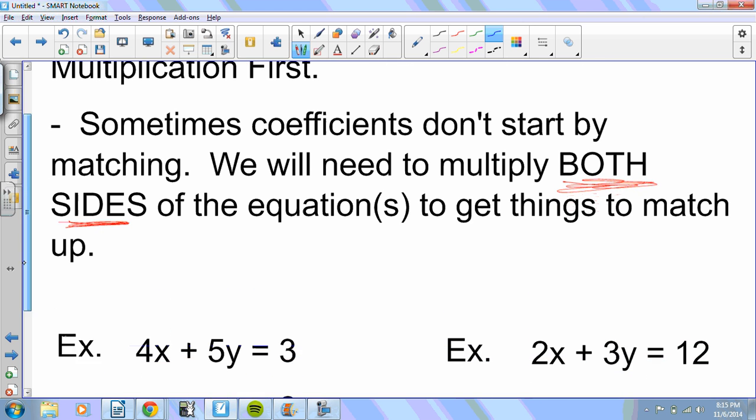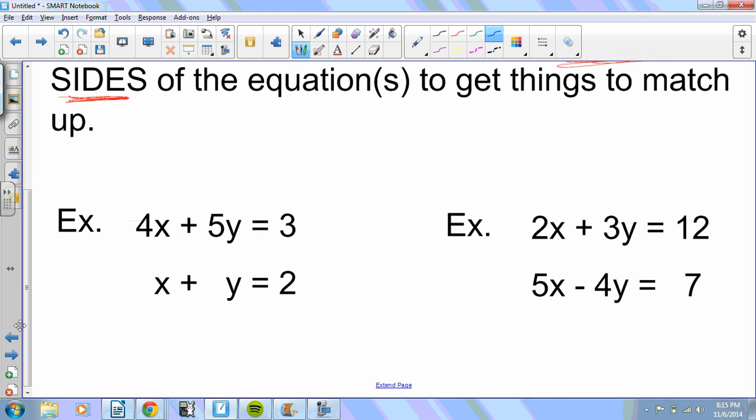So the process is the same as we just saw in the last video, except for the first step. We have to do some work first to set it up. So if we look at this first problem, 4x plus 5y equals 3 and x plus y equals 2. If I went ahead and added those together, and again, this is illustration, don't write this particular part down, this is just to show you. So if I added, I get 5x plus 6y equals 5. That doesn't do me any good because nothing canceled out.